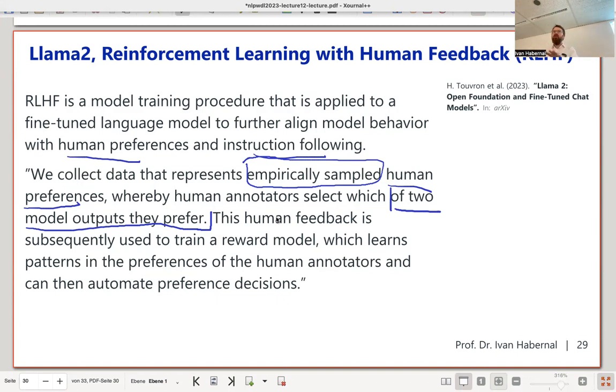They did it even before putting it into production. I guess they implemented this in Llama 2, because Llama 2 is more open about what they did. So they sampled this feedback, and human feedback is subsequently used to train a reward model. So there's another model, the reward model, which learns patterns in the preferences of the human annotators and can automate preference decisions. Which means whenever you have a couple of different options for your answer to a prompt, there's a model which ranks them, which one is safer, which one is more helpful, and then gives you the more helpful, safer answer.